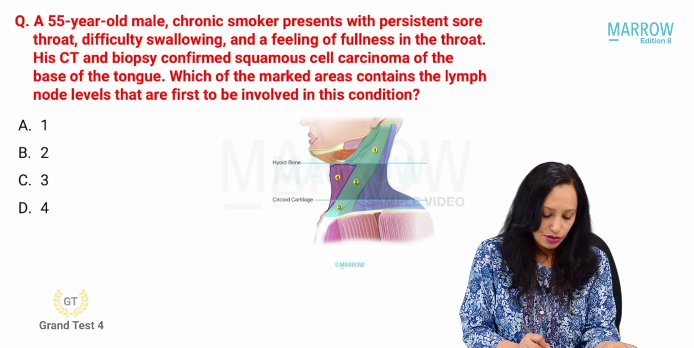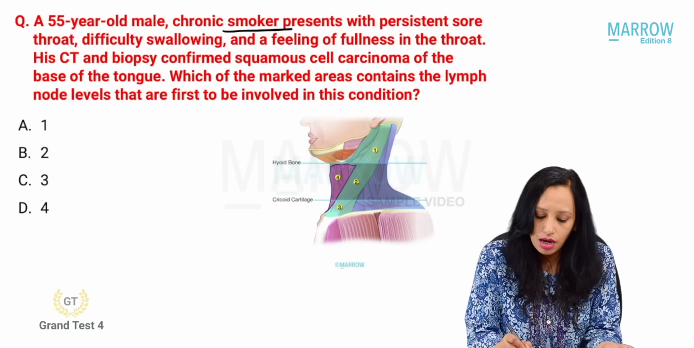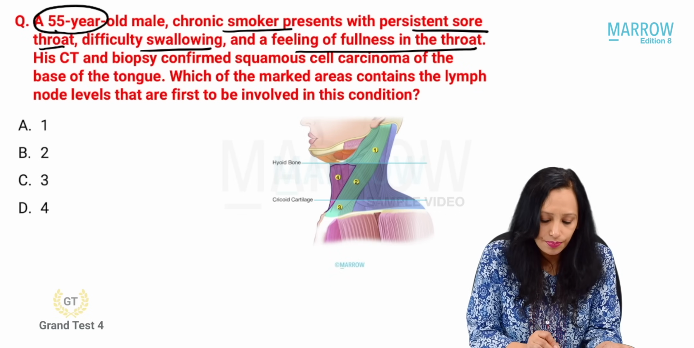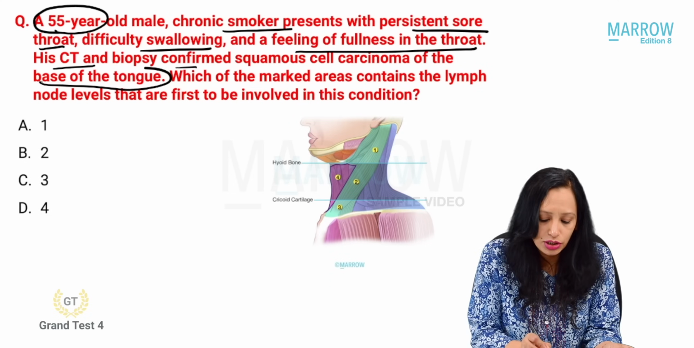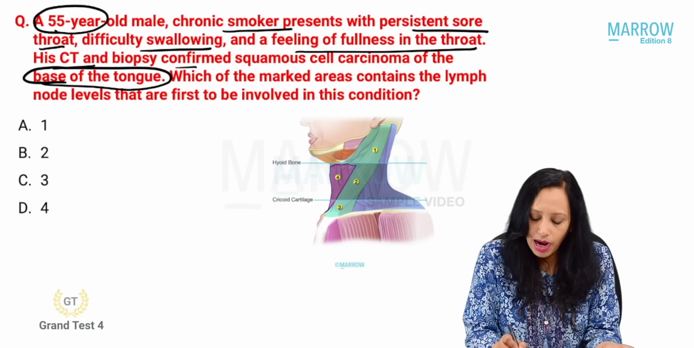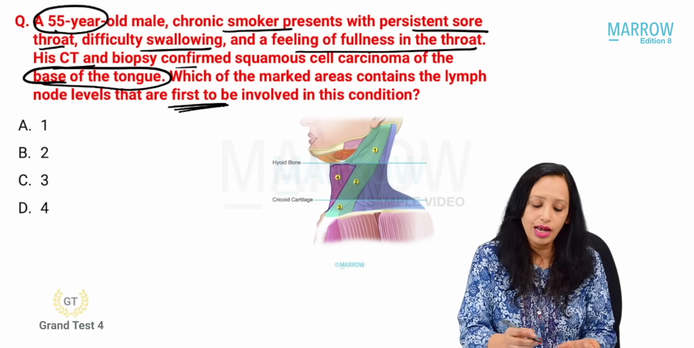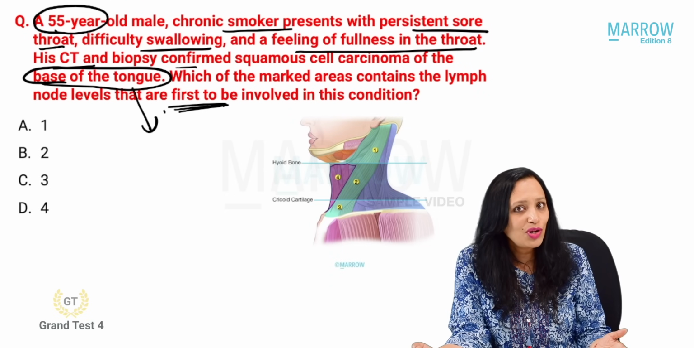This now is a question from your GT4. A 55-year-old male chronic smoker presents with persistent sore throat, difficulty in swallowing, and a feeling of fullness in the throat. His CT and biopsy confirmed squamous cell carcinoma of the base of tongue. Which of the marked areas contain lymph node levels that are first to be involved in this condition? So, in other words, what is being asked is that the base of tongue drains into which group of lymph nodes? Do we know that?